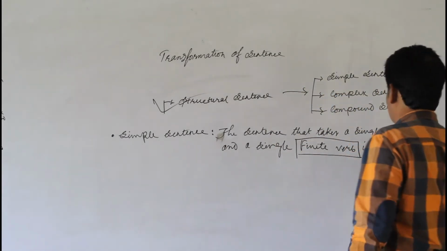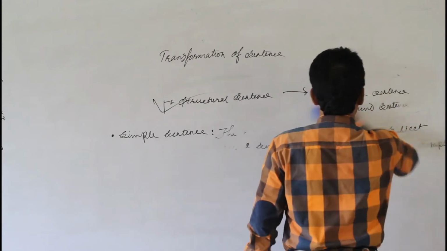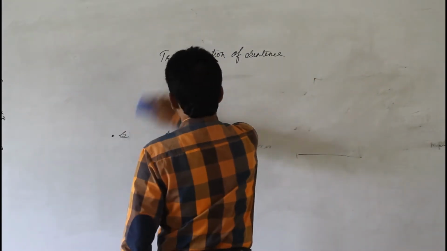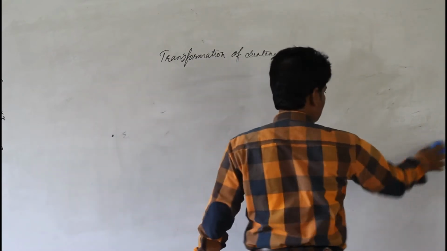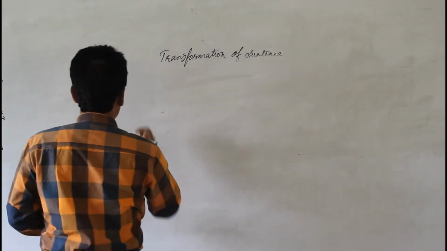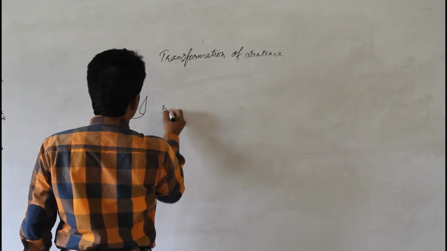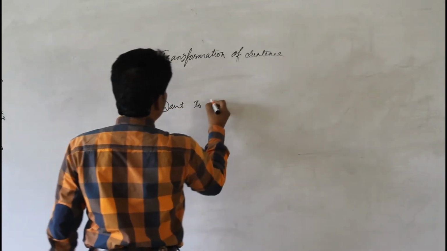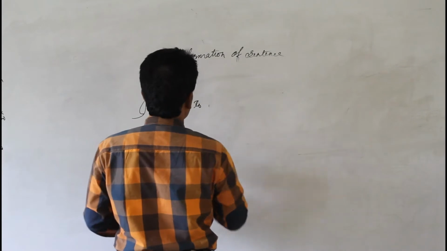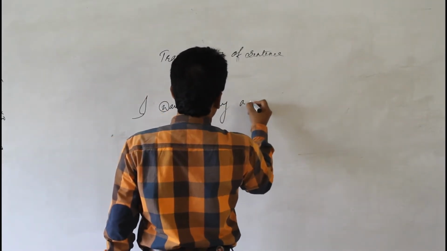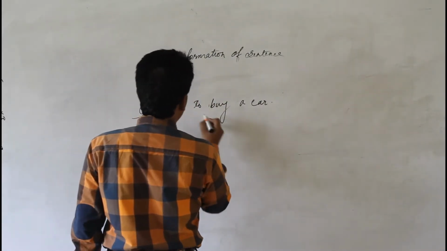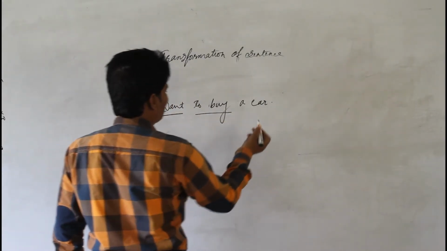So we can draw an example here of a simple sentence, like: I want to buy a car. Look here, there are two verbs. One is want, another is to buy. Car is the object.